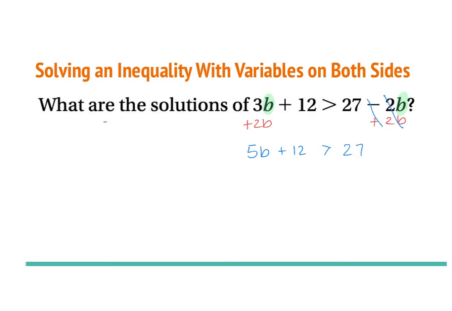All right, next step, subtract 12. Why? Because I have b on the left, I want to get it by itself. The 12's hanging out there, we want to get that away. 5b is greater than 27 minus 12, which is just going to be 15. From here, divide by 5, divide by 5. This cancels, and we're left with b is greater than 3.